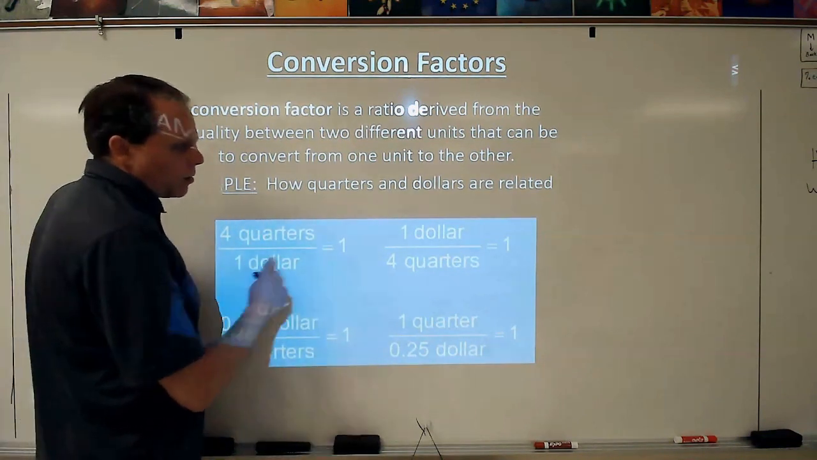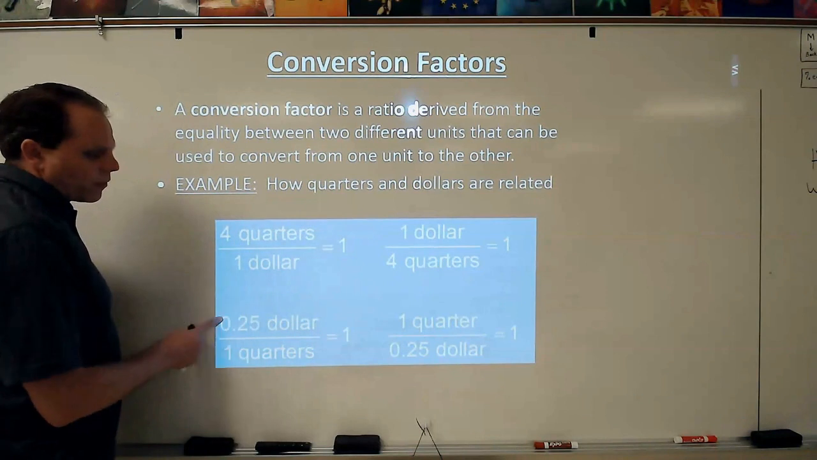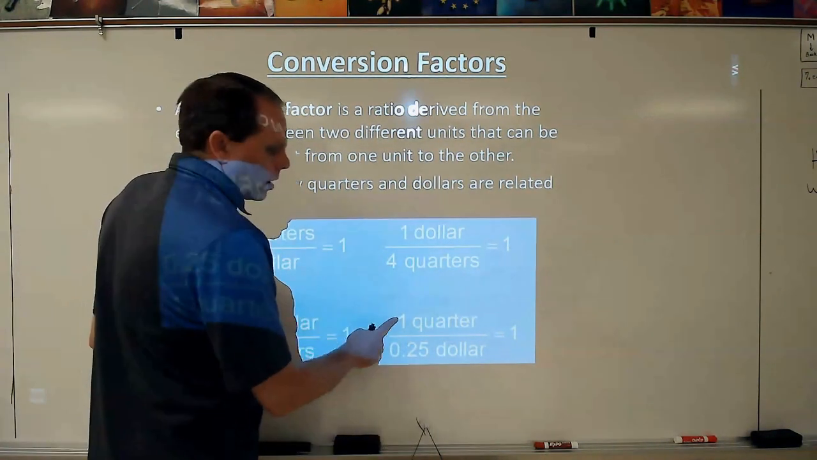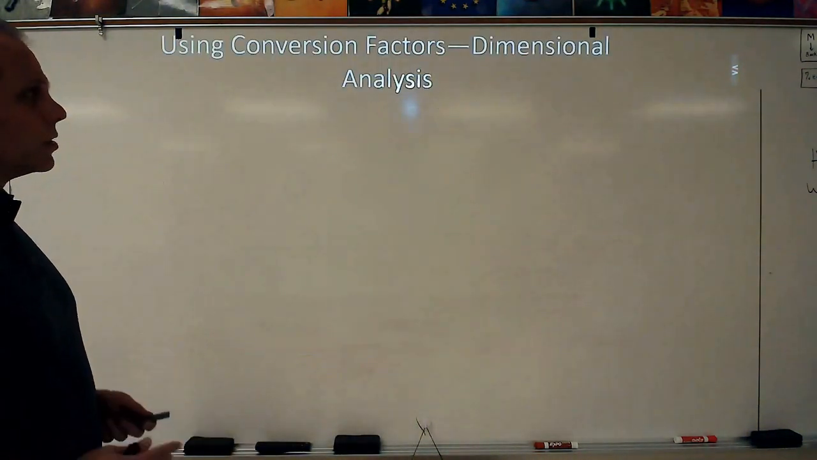4 quarters per dollar, or let's flip it, $1 for 4 quarters. Okay, both equal to 1. I can do a fraction of a dollar. Okay, $0.25 for every 1 quarter, or a quarter is equal to $0.25, right? So it's the same thing. Those are all conversion factors.